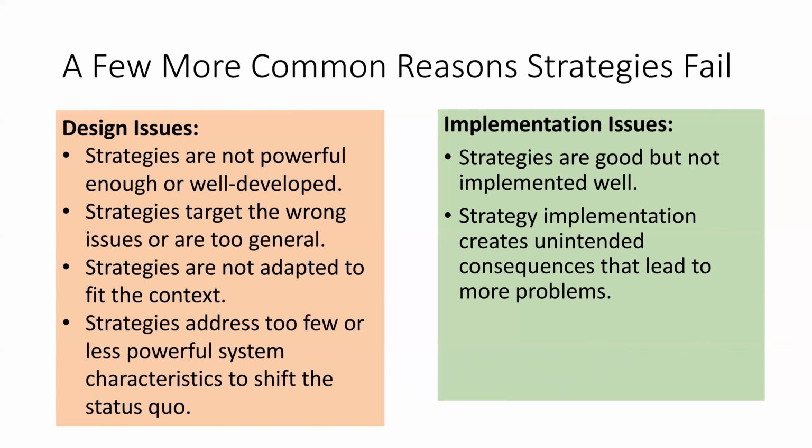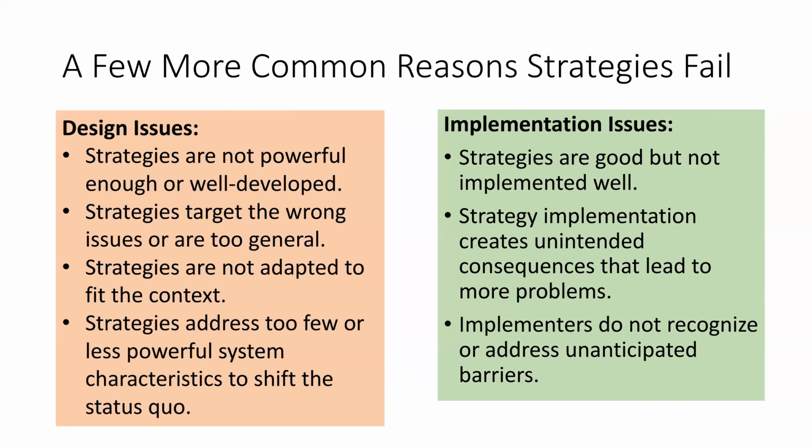And then implementers do not recognize or address unanticipated barriers. So similar to what we talked about before, sometimes we can just be so excited about moving into action and moving our strategies along that we're not aware of unanticipated barriers, or we choose to ignore them because we feel like that's out of the scope or capacity of what we can do. But the reality is, if we don't figure out some way to address some of these barriers, it may be enough to impede our success overall.